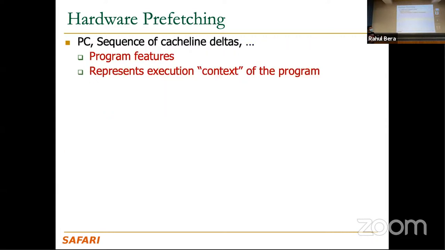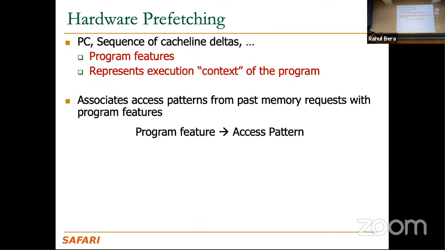Now, this information, like the PC or the sequence of cache line deltas that I showed, is called program features, which essentially represent the execution context in the program. A prefetcher tries to learn the access patterns present in the memory requests and correlate them with these program features. The idea is that whenever this program feature repeats, most likely the same access pattern is going to repeat again. So the prefetcher leverages that fact: if this program feature is repeating, then it predicts the same access pattern. That's the key idea here.